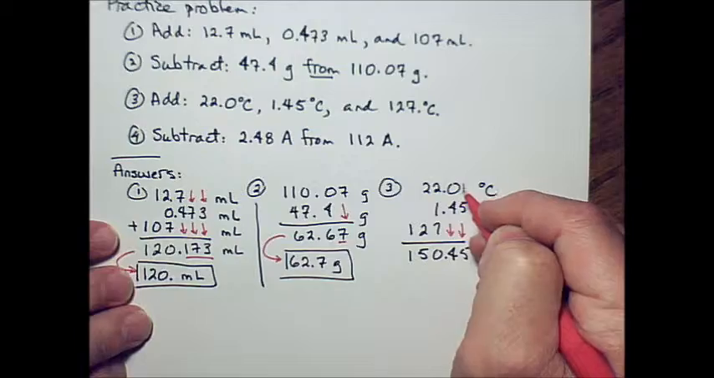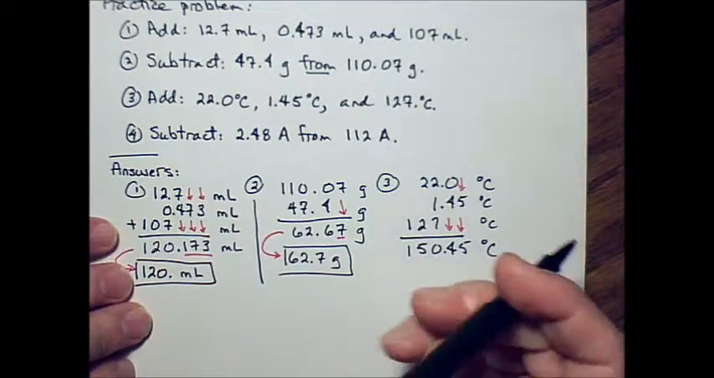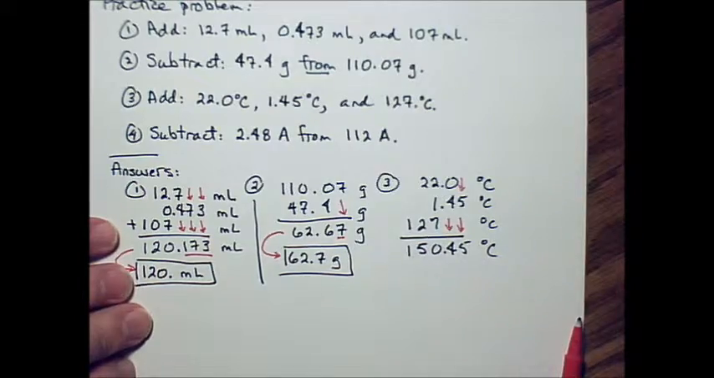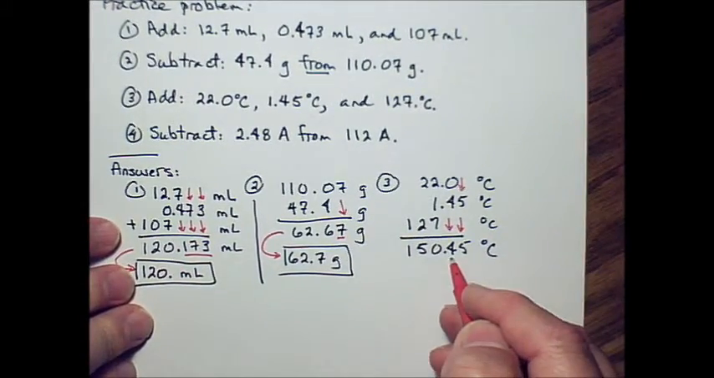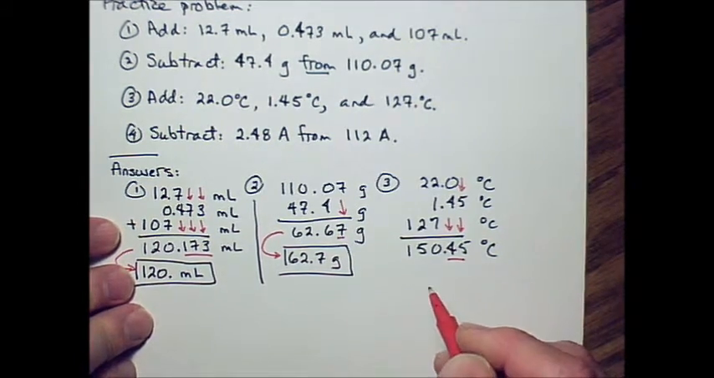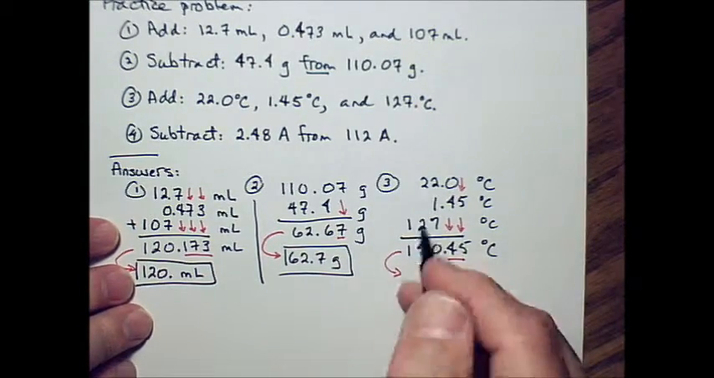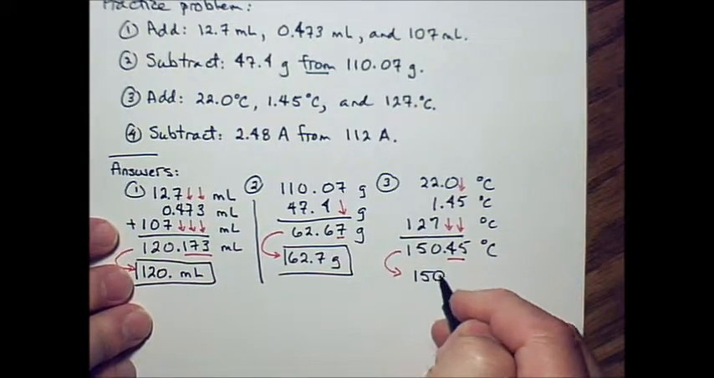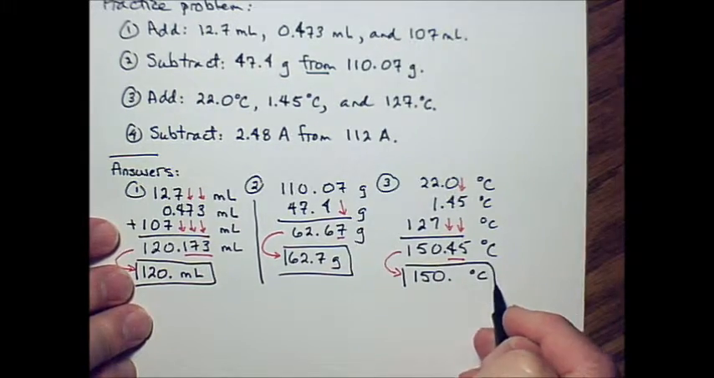Got empty slots here and here. And because there's empty slots in these two columns, we're going to underline those two digits. We're going to round off, and we're going to get 150 degrees C. Okay?